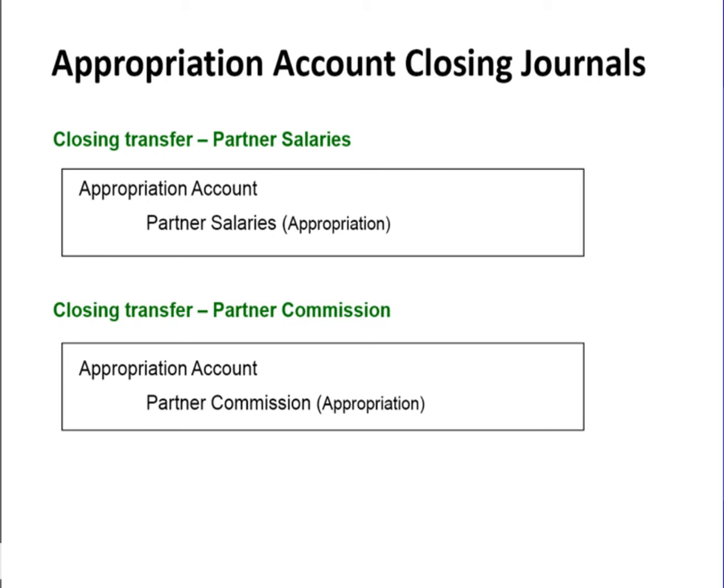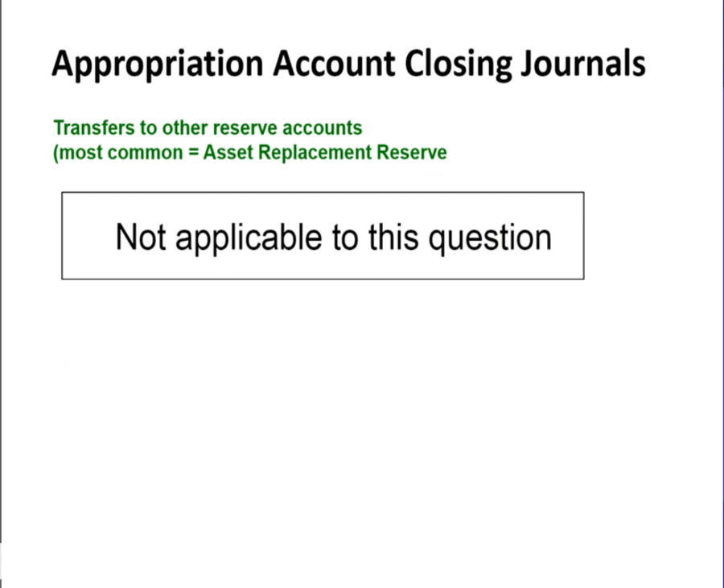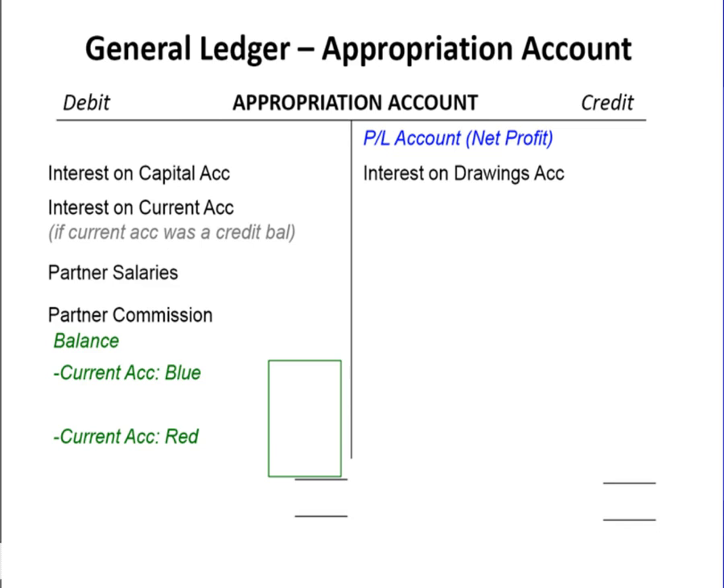Last one up, the partner salaries. Salaries, if I remember correctly, was 1,000. We debit the appropriation account and clear out the partner salaries account. The partner commission, that was 1,060. Debit the appropriation account and clear out the partner commission account by crediting it. Okay, then there was no other reserves. There was no asset replacement reserve, so we can ignore that part of the journal. Now we can get down to doing this appropriation account.